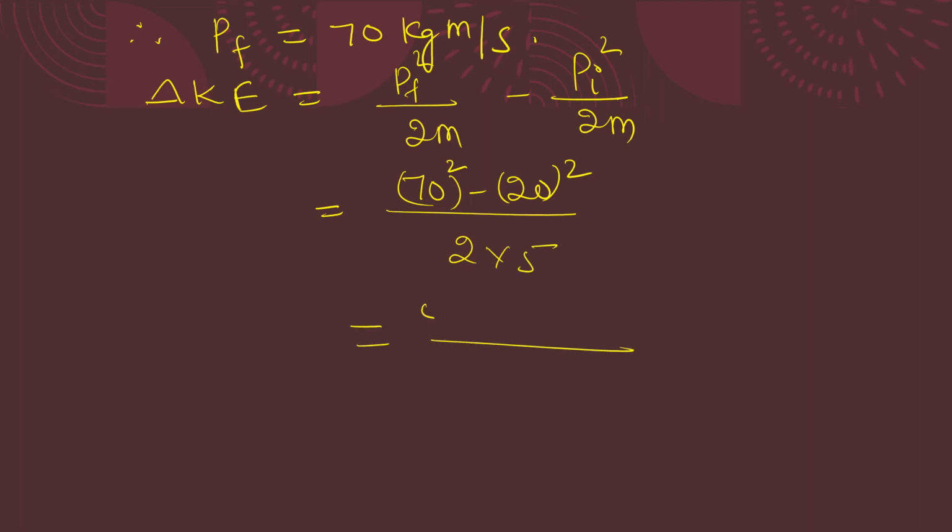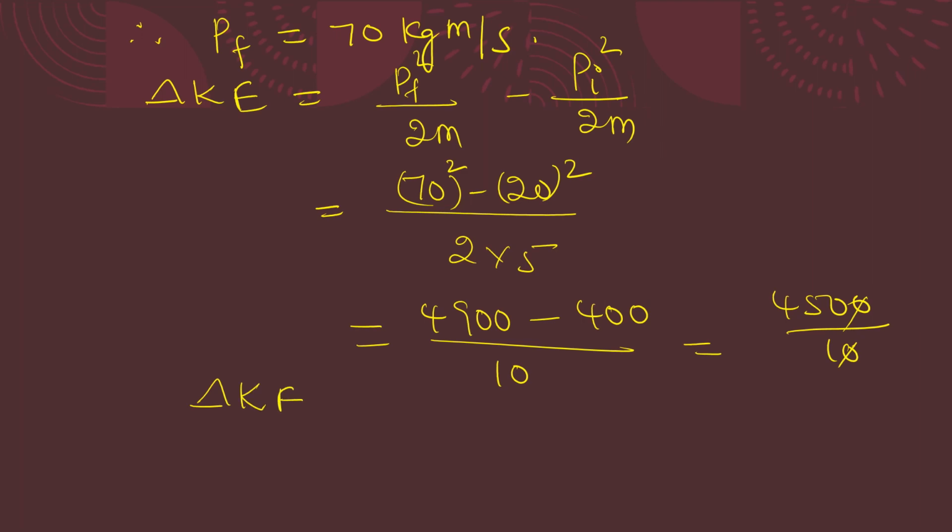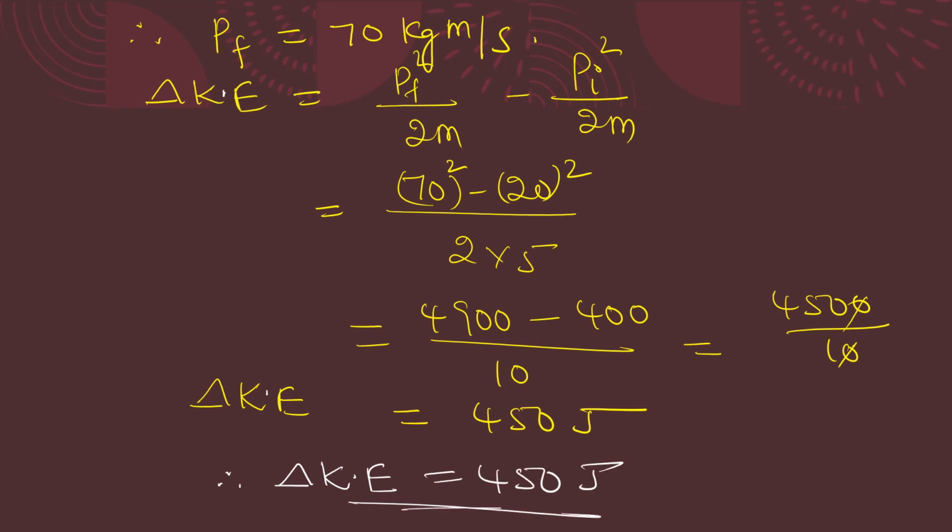So 70 whole square is 4900 and 20 whole square is 400, by 2 times 5 which is 10. 4900 minus 400 is 4500, by 10, the zeros get cancelled. So the change in kinetic energy delta KE is equal to 450 joules. Okay, this is the final answer.